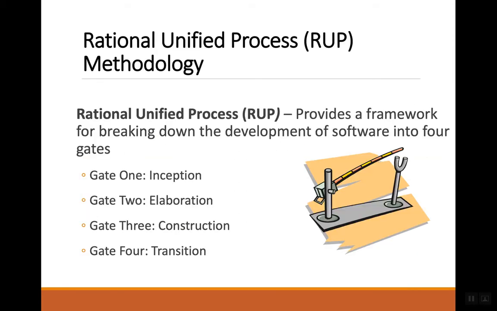RUP sits between agile and waterfall. It breaks down the development into 4 gates: inception, elaboration, construction, and transition. Once again, this elaboration and construction involves a greater degree of engagement and development of prototyping type of applications: building something, looking at it, evaluating it, coming back and improving upon it, and continuing to move ahead.